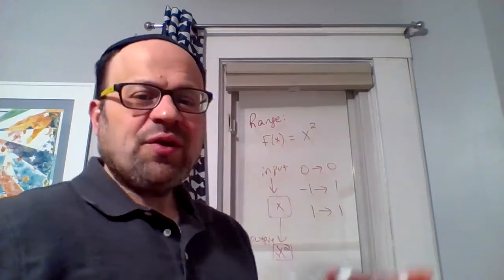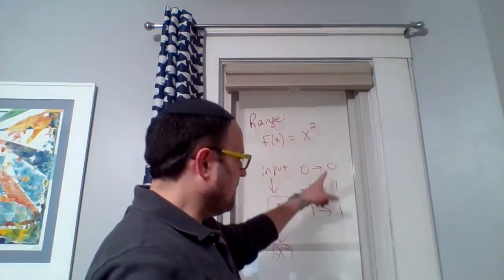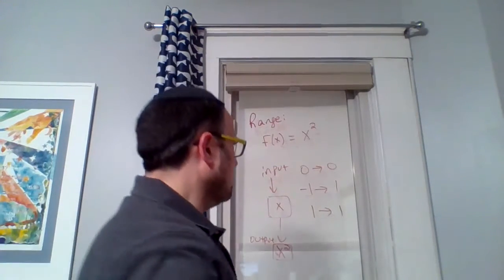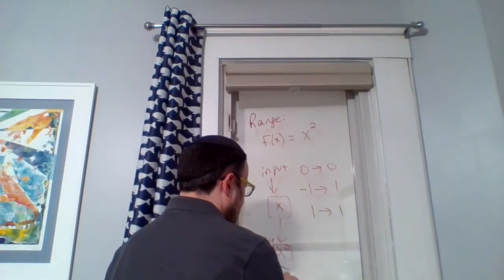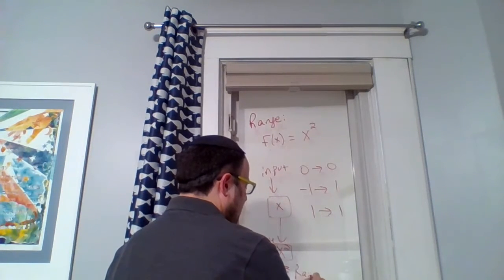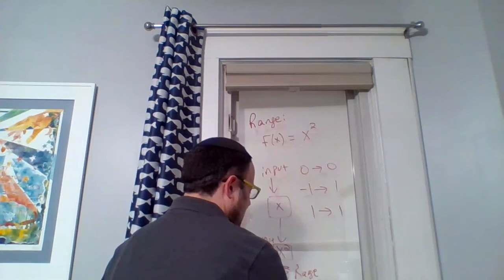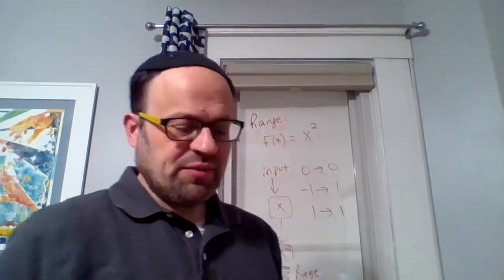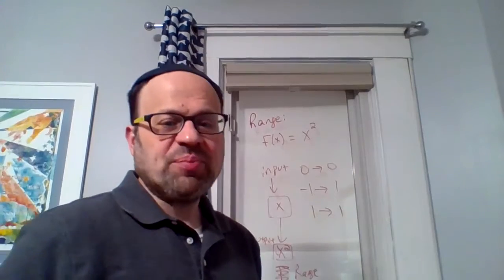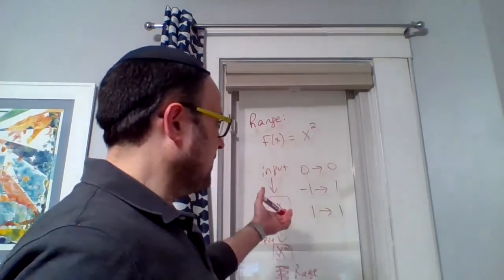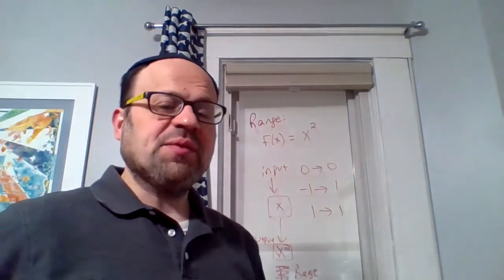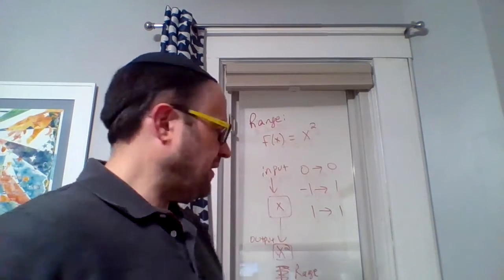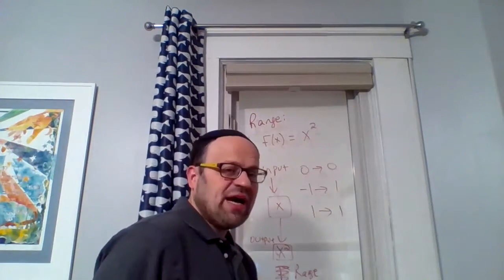So again, what's the pattern here? What are my outputs? Can I get a negative output? No. So my range, I would say my range is that f of x is going to be greater than or equal to 0. There's no way for an output to be a negative with this function. So that's what we would say. The domain could be any x, any real number. The range is only positive numbers.